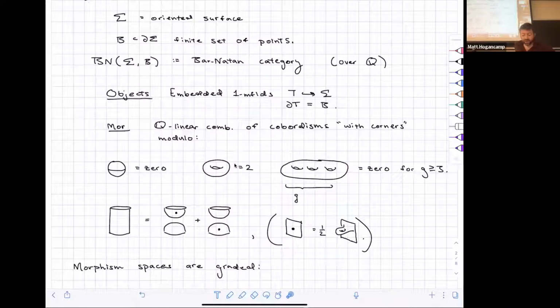And we have this neck-cutting relation. The identity cobordism of a circle decomposes as a sum of these two pictures. And we use a dot as shorthand for 1/2 times a handle.